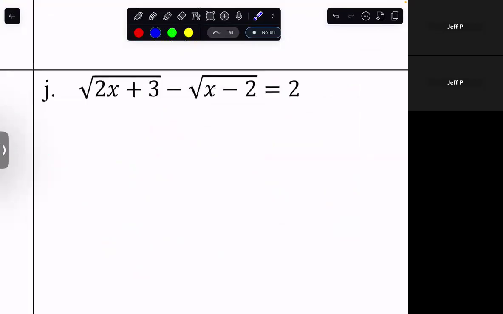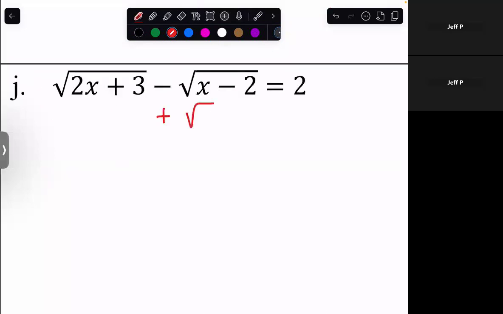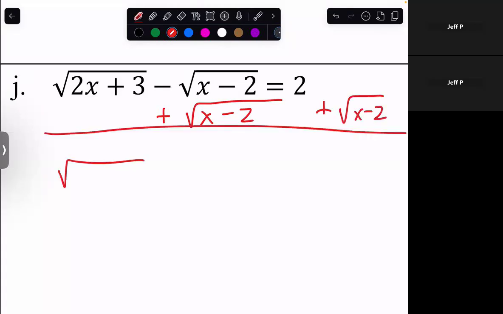Okay, so here, instead of three radical terms, like in letter G, we only have two radical terms. Okay, but we still are going to have a little bit of a trickier time when distributing. So instead of leaving the two radical terms both on the same side of the equal sign, it'll simplify a little bit nicer if we split them up. Okay, so let's start by adding the square root of x minus 2 to both sides. Okay, so you'll still have square root of 2x plus 3 on the left, but now the right side is 2 plus square root x minus 2.